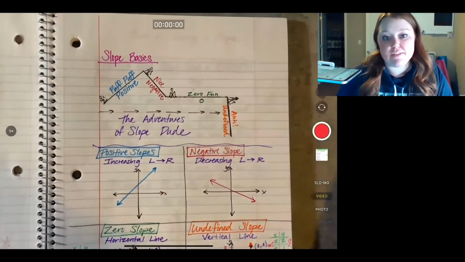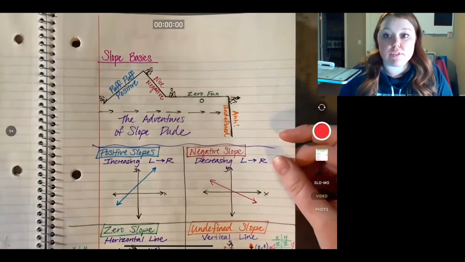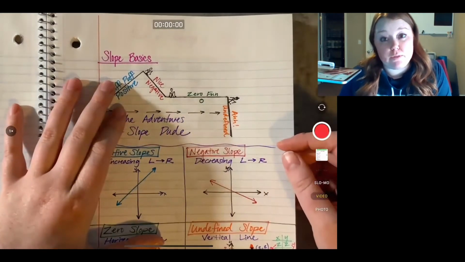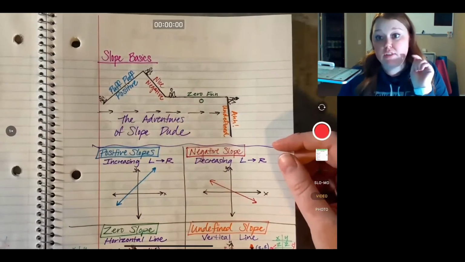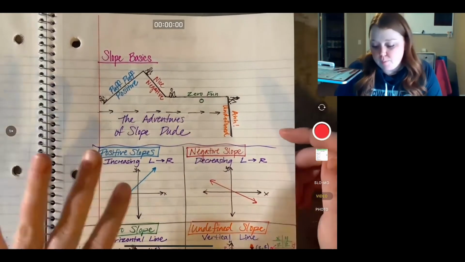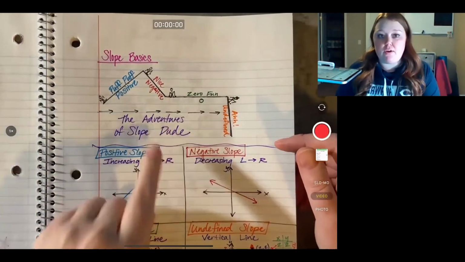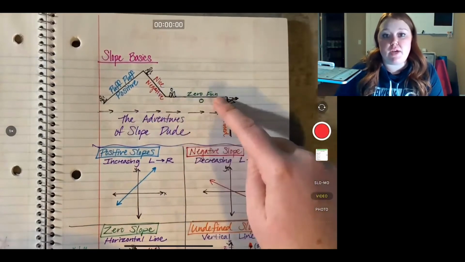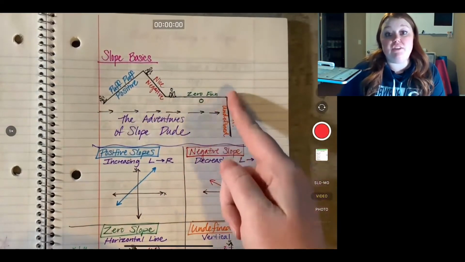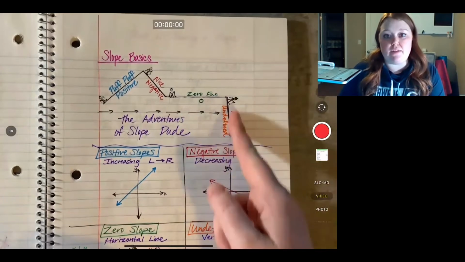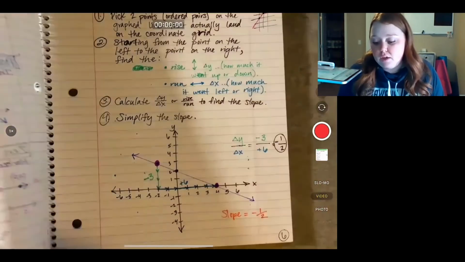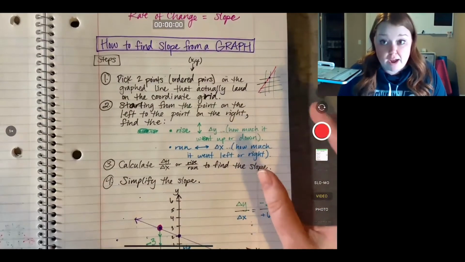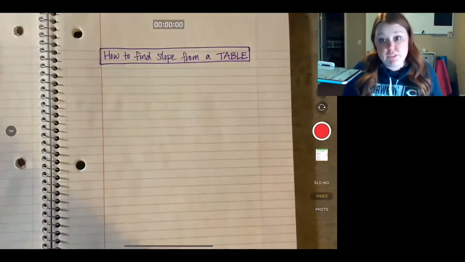Okay, so this is going to be part 2 of the slope videos. If you haven't watched part 1, you need to close out of this and watch that first, okay? In part 1, we talked about how to identify positive, negative, zero, and undefined slopes. We've been talking about why that's undefined, and then we also wrote down some steps on how to find slope from a graph. So we're continuing these notes.